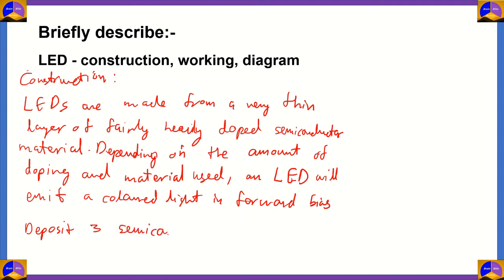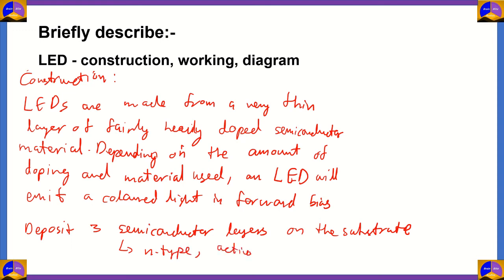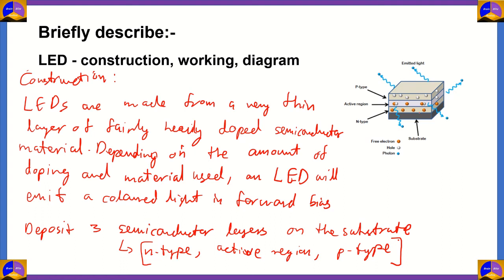So the construction is to deposit 3 semiconductor layers on the substrate. In particular order, it will be n-type semiconductor, followed by an active region, and then by a p-type semiconductor. All 3 of these will be the parts of an LED, and the active region plays a very important role. The n-type is at the bottom, the active region is sandwiched between the n-type and the p-type, and the p-type comes on top. The active region is the region which gives you photons. The n-type is filled with electrons, and the p-type is mostly filled with holes, those are positive equivalents of electrons. So this is the construction of an LED.